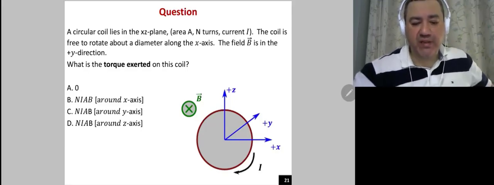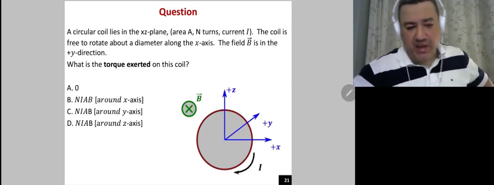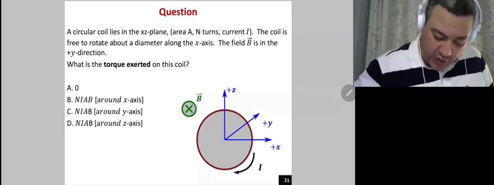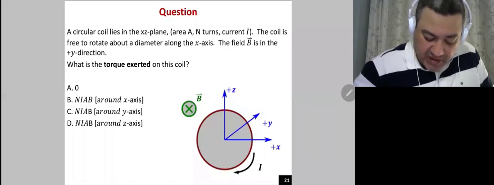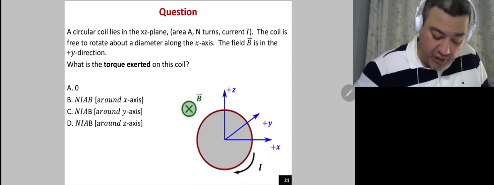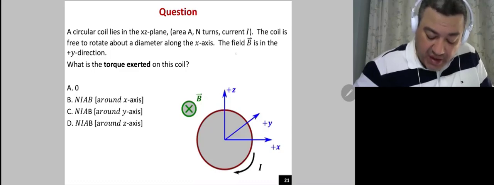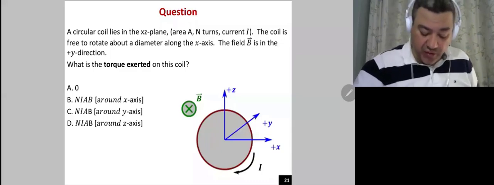Now let's move to the last slide before we stop. Again, we have the same coil, same area A, number of turns N, and the current I. The coil is free to rotate along the x-axis. The field B is in the y direction. What is the torque exerted on the coil?